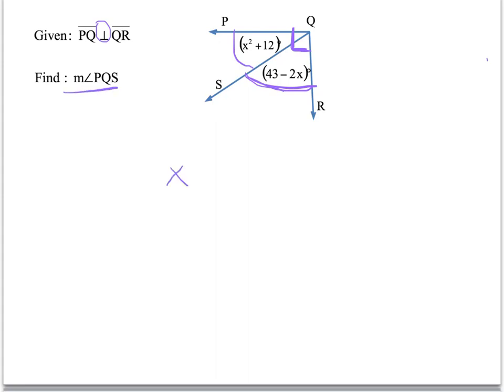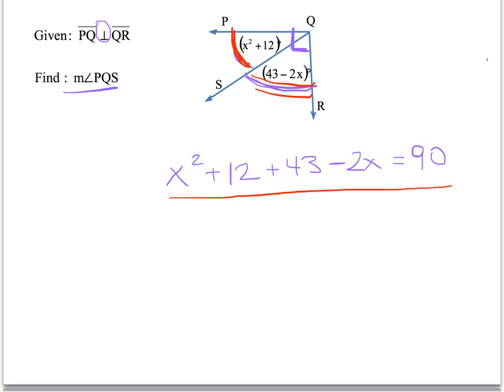In order to do that, we are going to set up an equation: x squared plus 12 plus 43 minus 2x is going to equal 90. A common mistake in this particular problem occurs when people tell me that x squared plus 12 equals 43 minus 2x. That's not correct. We are not given a bisector. We do not know that these two angles, which I'm calling PQS and RQS, are congruent. The only equation we can set up is the one I have written down.